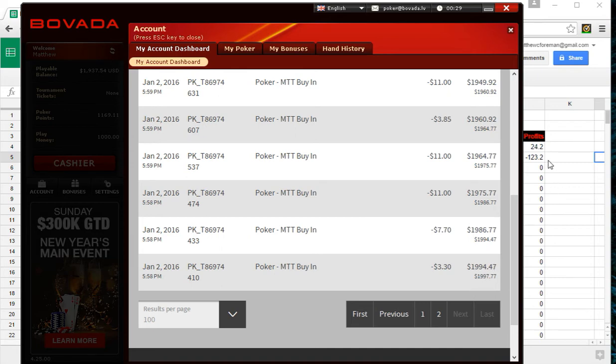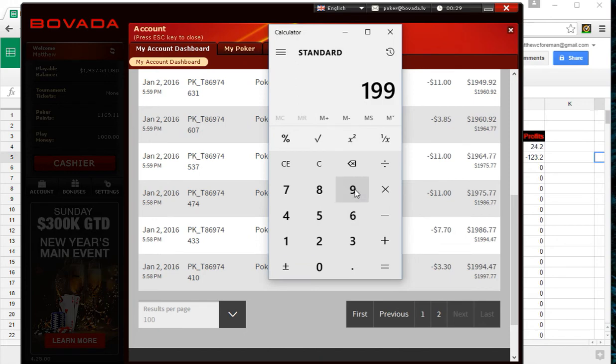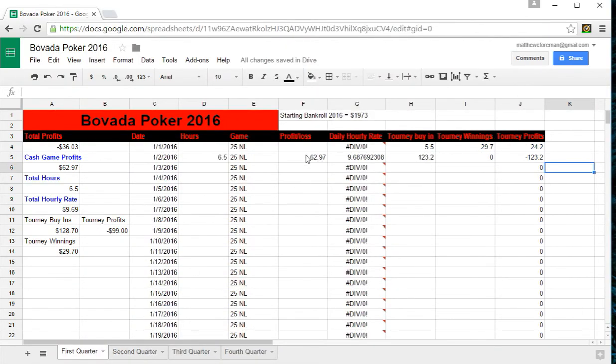So essentially, I started this day with $1,997.77. I pull out a calculator. Where I'm at right now, 1937.54, that's what I finished out with. So to calculate this out, I do 1937.54 plus 123.2, which is my tourney profits. That equals 2060, and I'll take 2060 minus 1997.77, which equals 62.97. That's my profit and loss for the day in cash games.